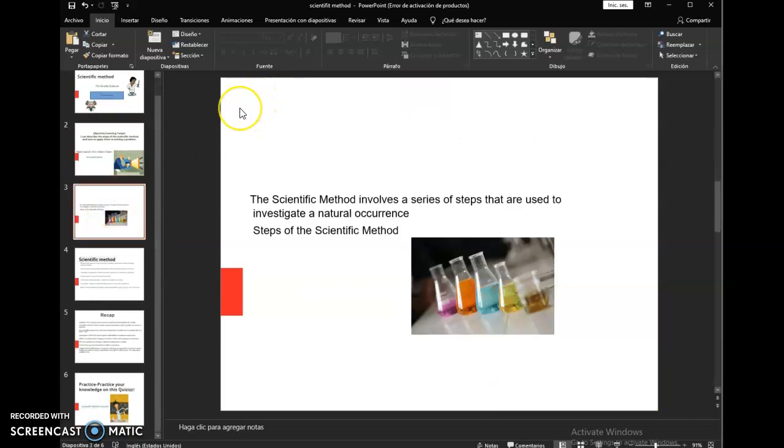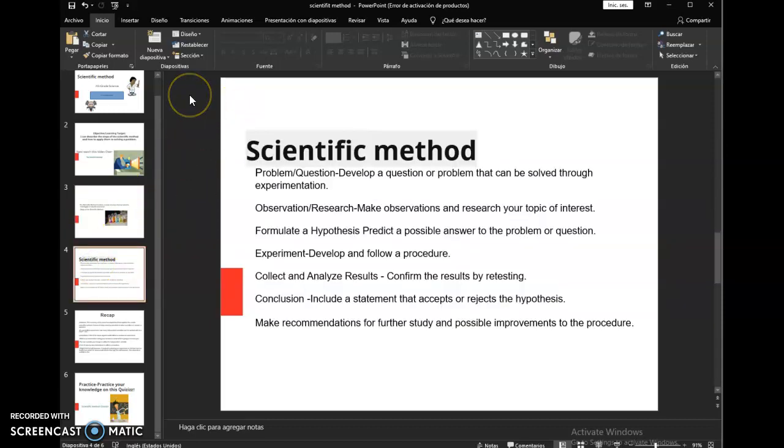The scientific method involves a series of steps that are used to investigate a natural occurrence. Something really important about the scientific method that we can use here: the problem or question, a valid question or a problem that can be solved through experiment. That's what the scientific method is, right? Observation and research: make observations and research the topic of interest. Formulate a hypothesis: predict a possible answer to the problem or question.